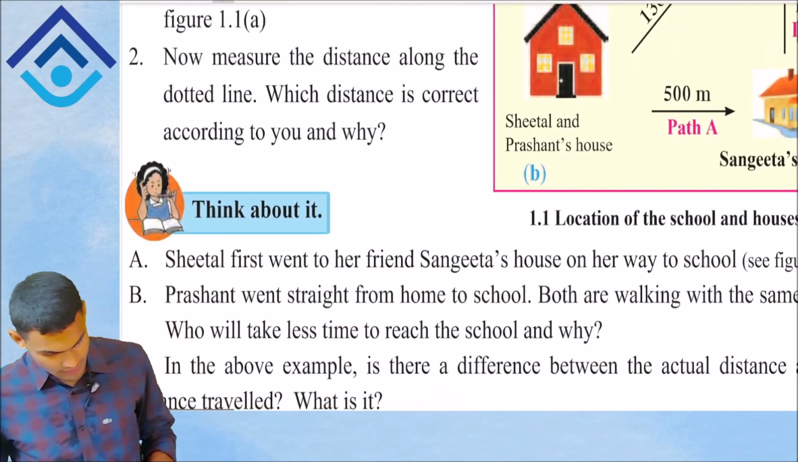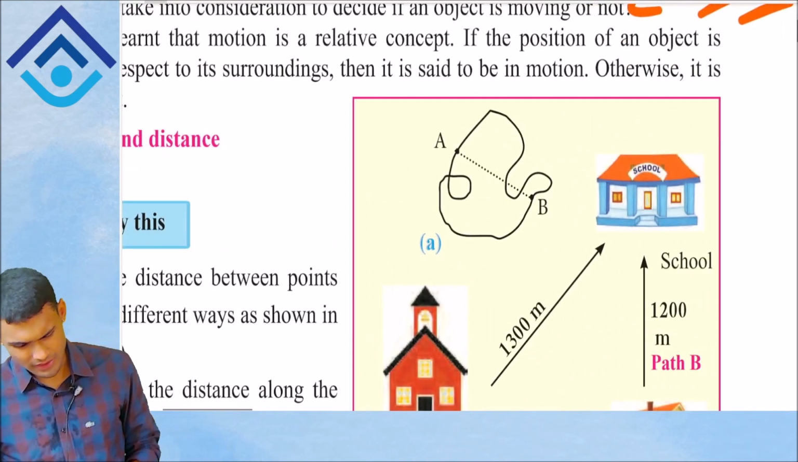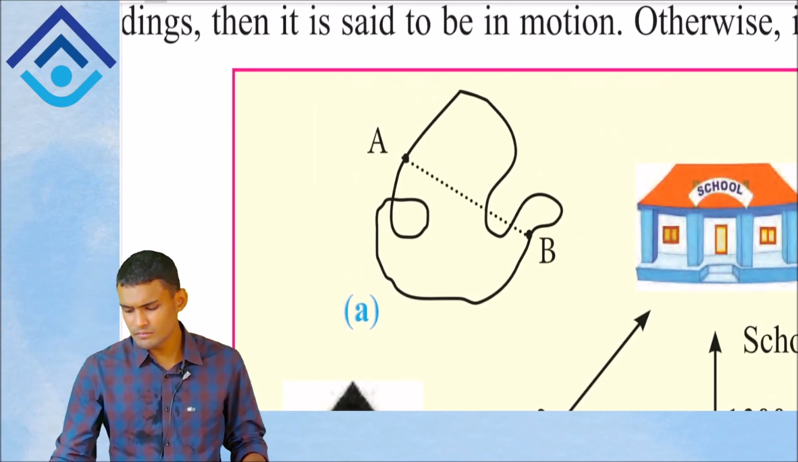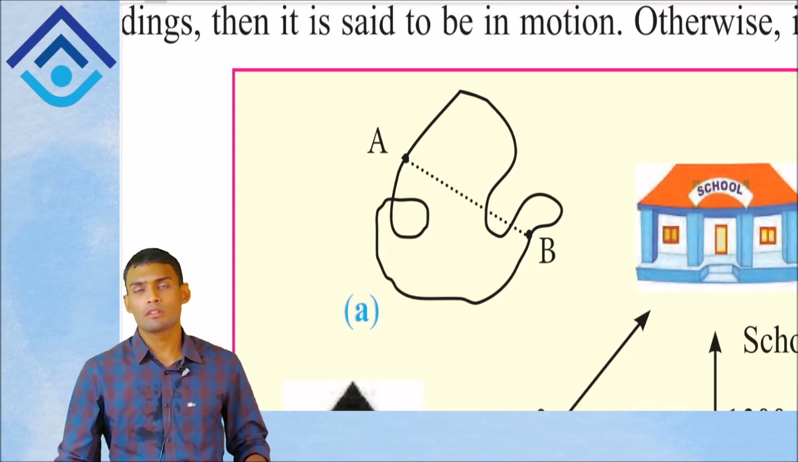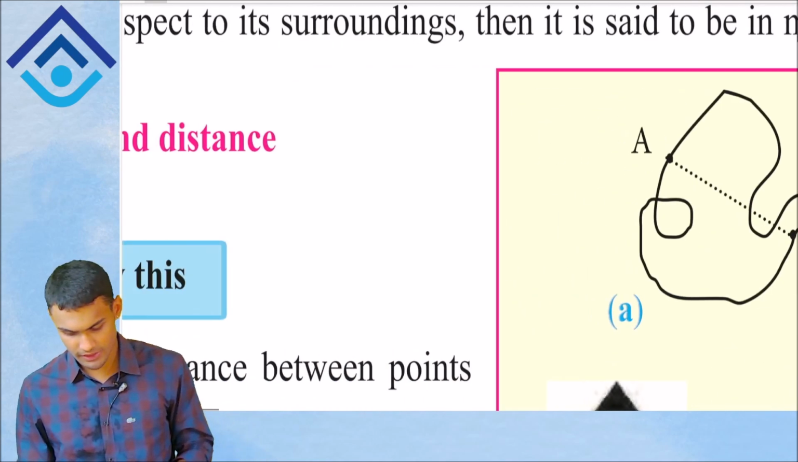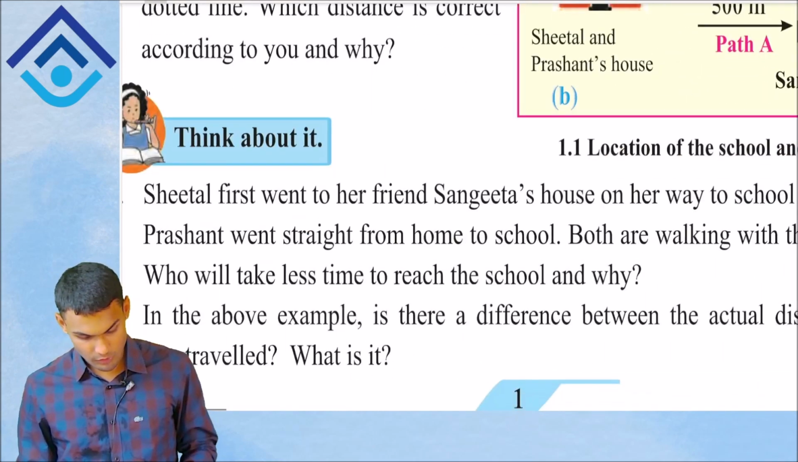Dotted line, which distance is correct according to you? Obviously, all these three are correct, but what matters is what distance you take. Now AB is straight. Anyone would want to travel straight. That's why it's correct. But let's understand more and let's see what they're saying.